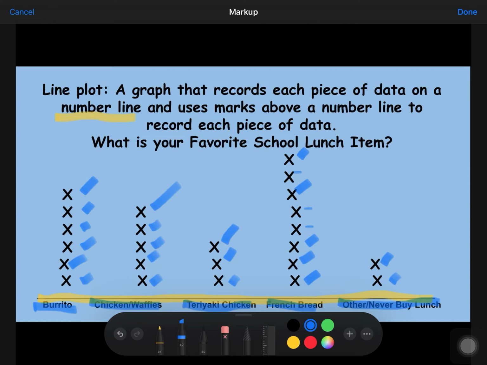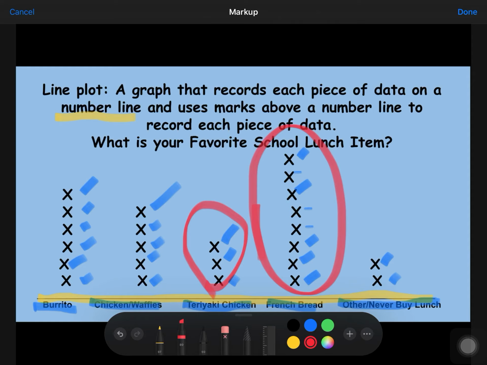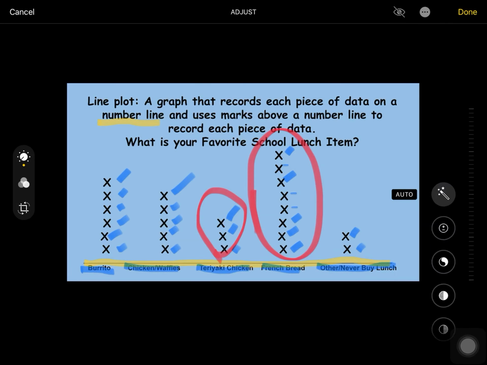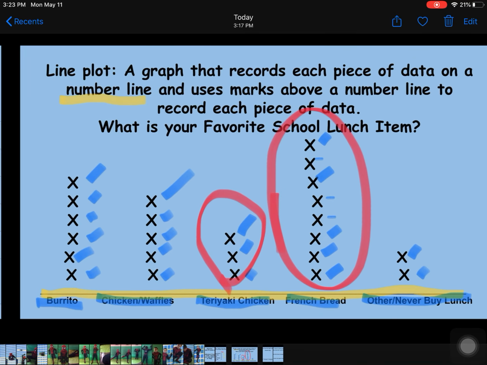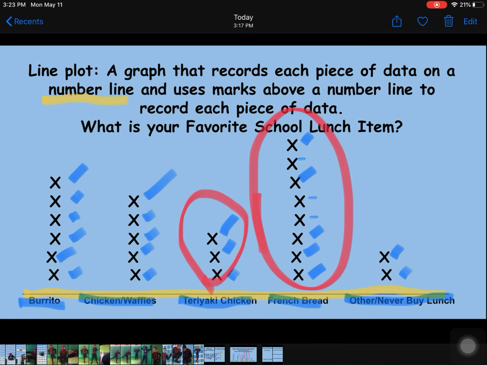Okay? So we can see that most of the students liked French bread pizza, right? And 3 students liked teriyaki chicken. Okay, and that was the least amount. Or you could also say that the least amount was other, or I never buy lunch. So that matches our data. If you look back here, we can see that in our box we have pepperoni French bread was 8 people. And here, French bread has 8 X's on top of it.